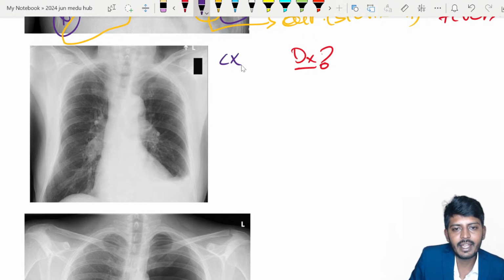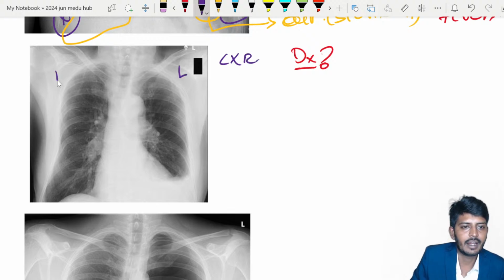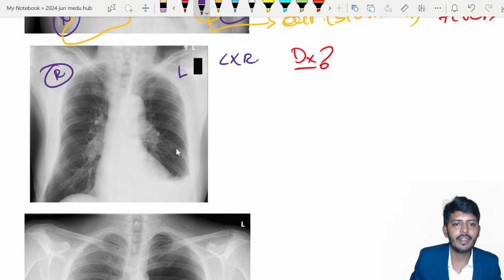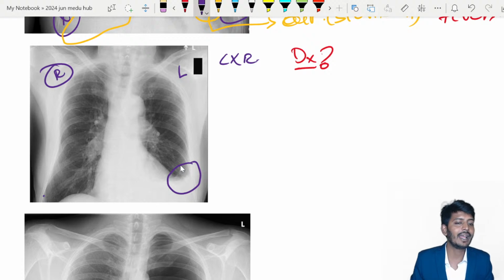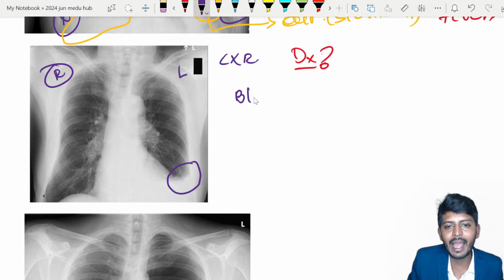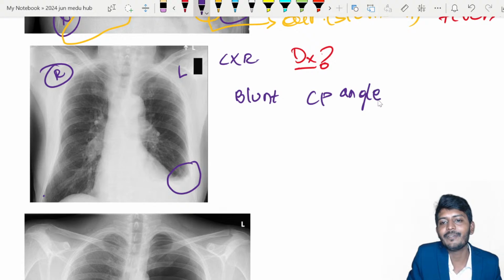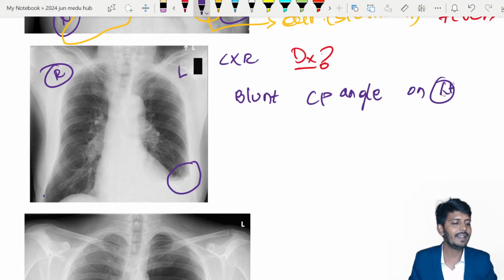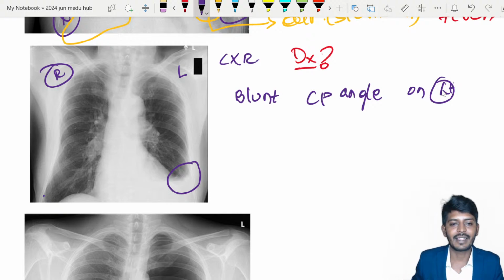It is a chest X-ray. Left side, right side. On the left side, the angle seems abnormal. What is happening to the angle here? Yes, the blunting of the CP angle. Blunt CP angle on which side? Very good, on the left side. A blunt CP angle on the left side is suggestive of what? Yes, that is suggestive of hydrothorax.